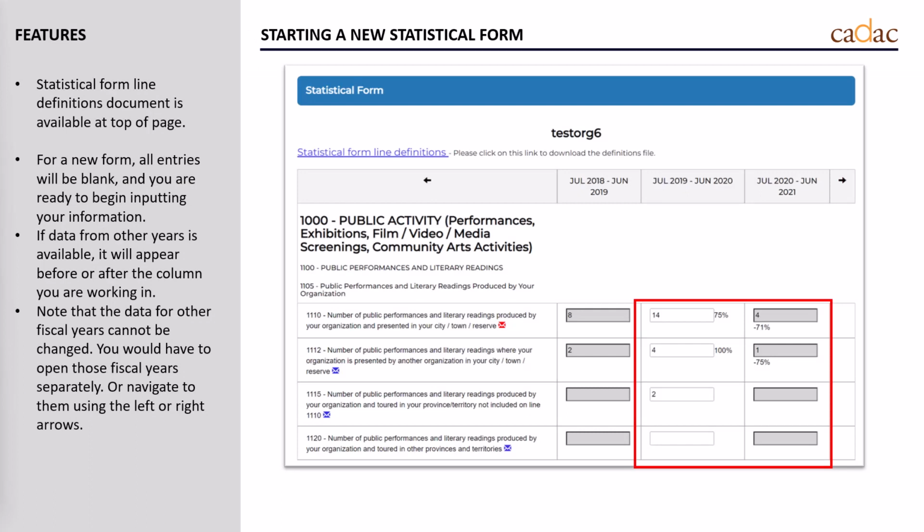A statistical form line definition is also available at the top of the page, so if you have any questions on what each line requires or is asking for, that's a great resource for you to get some knowledge on each one of the line. Again, if it's a new form, all entries will be blank, and so you are going to be putting all of the information in. However, if you already had a CADAC before, some information is going to be transferring. You just do want to double check that the information has been transferred correctly.